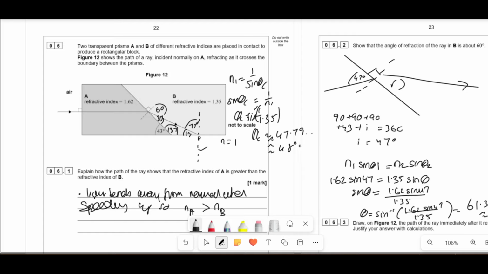Now, that's the critical angle, but we worked out our angle of incidence to be 77, so the angle of incidence is greater than the critical angle. Because the angle of incidence is higher than the critical angle, you can't have refraction, and what happens is that light is reflected back into the material, and you get total internal reflection.